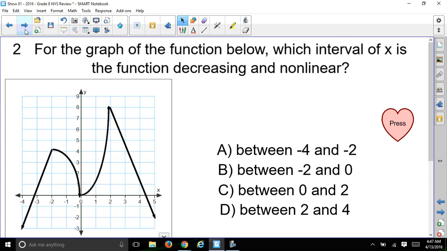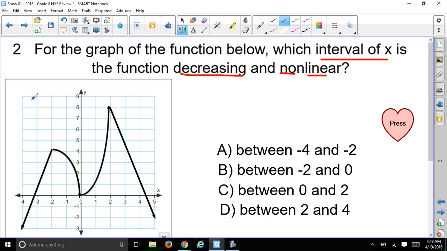So let's go on. For the graph of the function below, which interval of x is the function decreasing and non-linear? All right, so we got something called the interval of x. Interval means the range of the values of x we're interested in, and we want to know when the function is decreasing and non-linear. Well, we know linear, we just said, was a line, and we said non-linear, so non starts out with the word no, so we want no line.